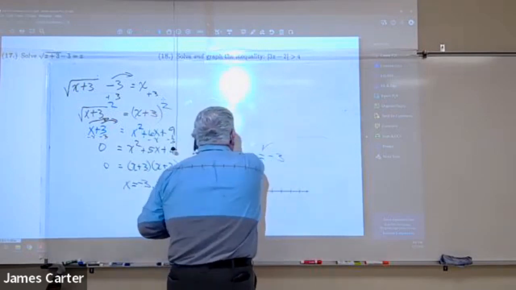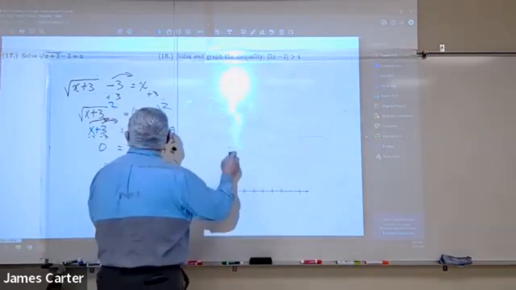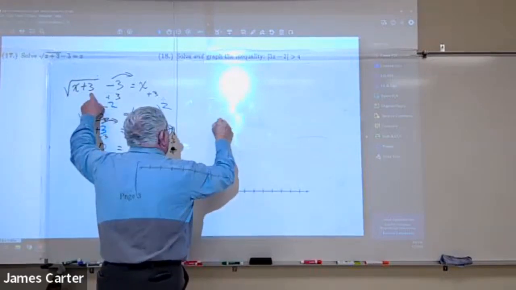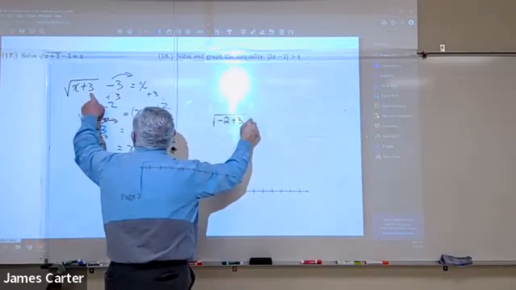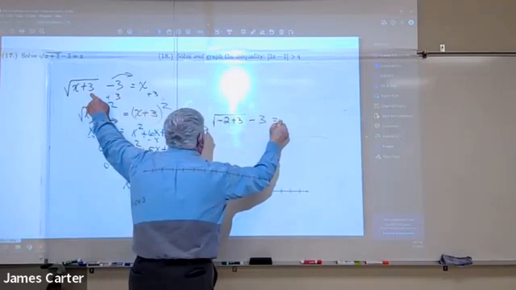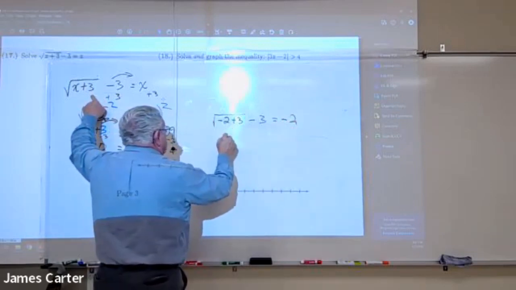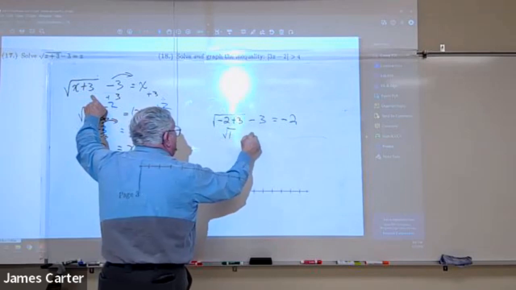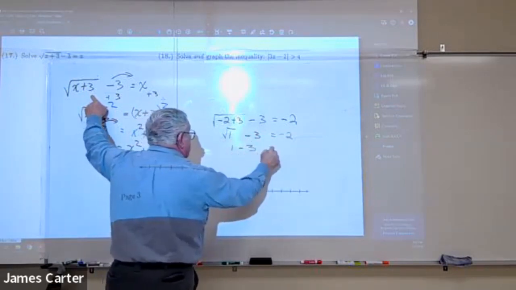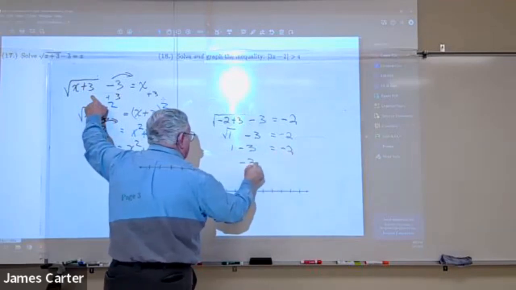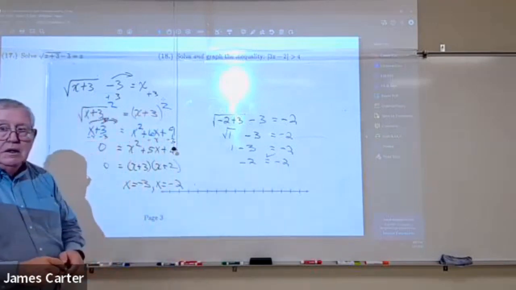Now let's check the other one, -2. So -2 plus 3 radical minus 3 equals -2. This gives me square root of 1 minus 3 equals -2. 1 minus 3 equals -2. -2 equals -2. It checks. Okay.